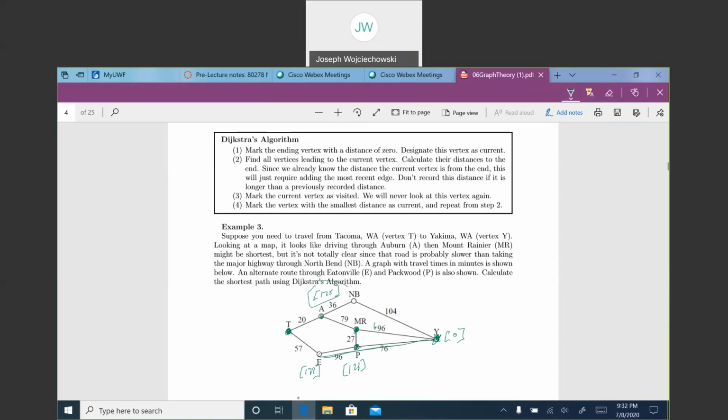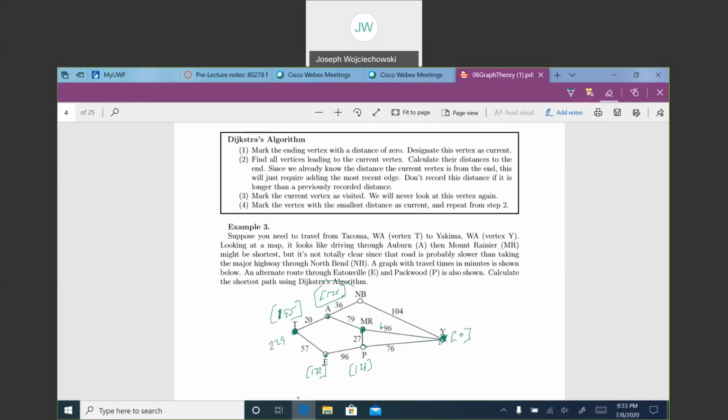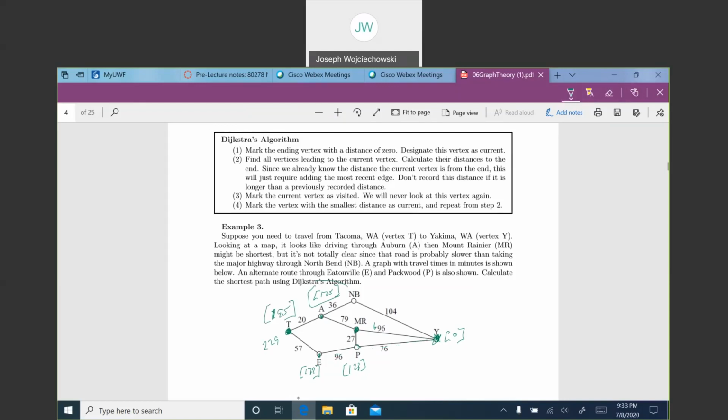So now we're here at E, and we want to get to T. So that's 120, 229? However, if we go this route, it's 190, 195. So it turns out our shortest route is this one at 195. And that's how it's used.